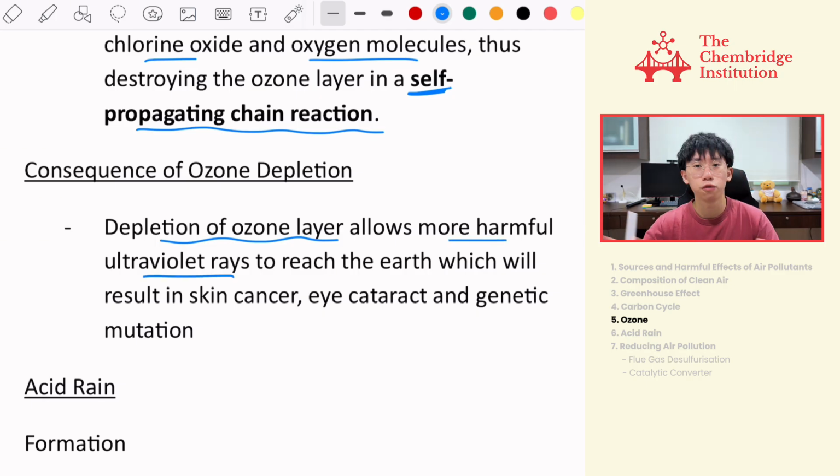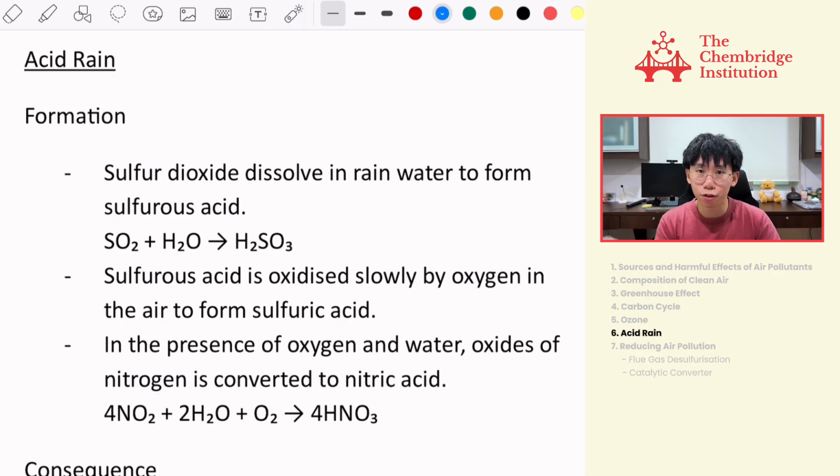And as we kind of know, UV rays are very bad because they can cause skin cancer, eye cataracts, and even genetic mutation, which is very unwanted. Now we move on to acid rain. As we touched on previously, acid rain is caused by oxides of nitrogen and sulfur dioxide, right?